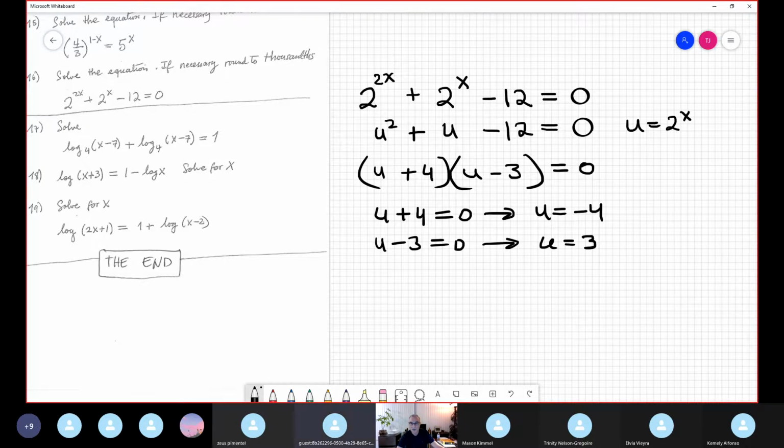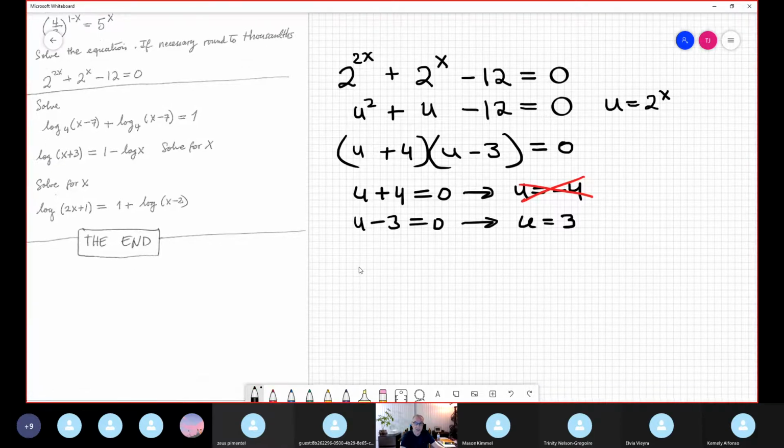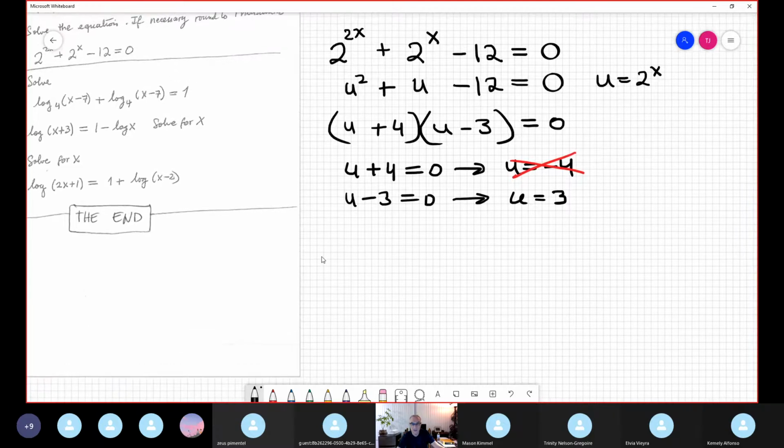Excellent. Okay, now the negative solution, never know. But in this case, it doesn't work because the exponential never is negative. You know that. And u equals 3 maybe, yes. And you finish this problem solving the last exponential equation, that is 2 to the x equal to u, that is, u is equal to 3.